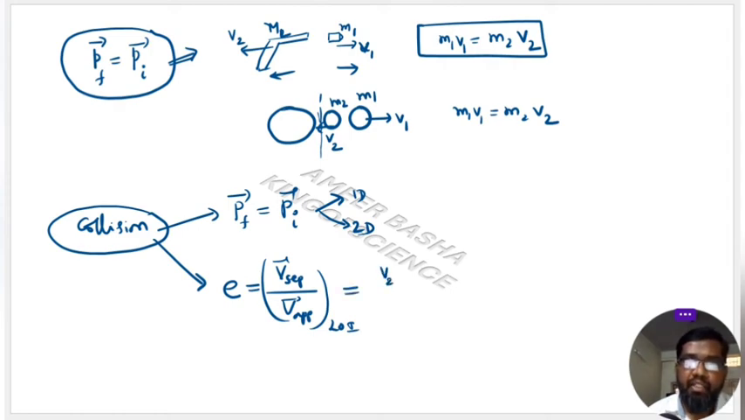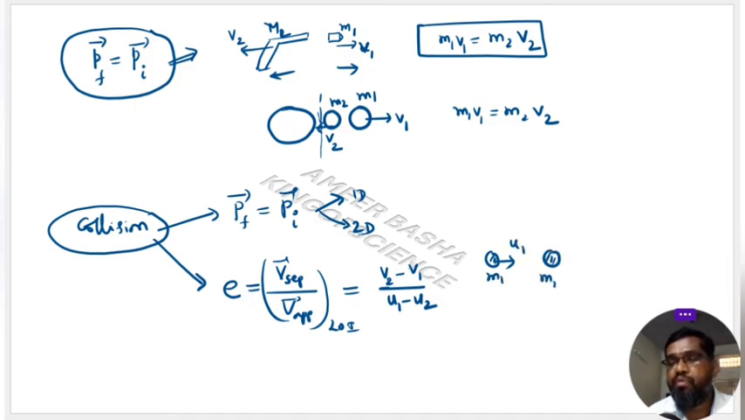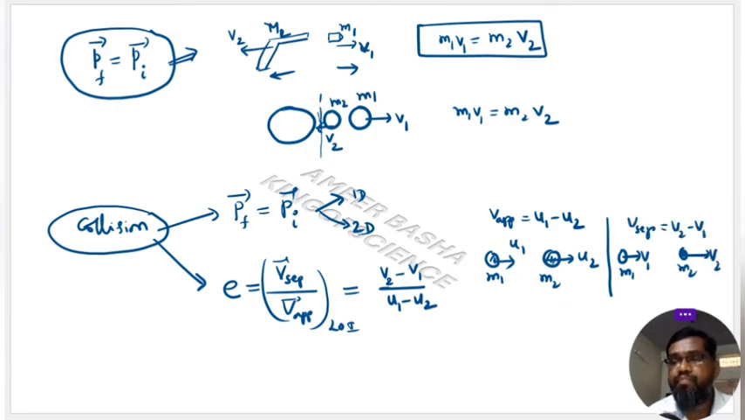Generally students will remember this as v2 minus v1 by u1 minus u2. Here there is a mass m1 approaching an object of mass m2, which is already moving with the velocity u2. So the approach is u1 minus u2. Then after the collision, let's say m1 is moving with the velocity v1 and m2 is moving with the velocity v2. Then the separation is v2 minus v1. So related to collision problems, this is the first idea, which is very important.